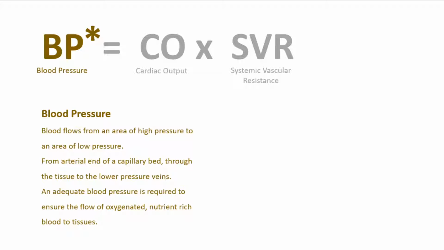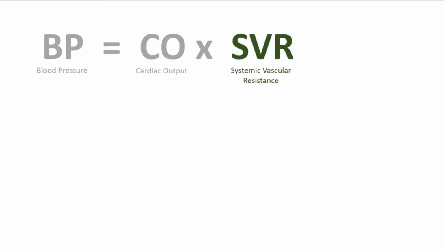Now, blood pressure happens to be the thing that we can measure easily in practice, but also the flow and therefore the perfusion of those tissues is affected by the blood pressure, in the sense that the blood will flow from an area of high pressure to an area of low pressure. So the arterial end of a capillary bed needs to have a greater pressure than the capillary bed and the venous end of that tissue. So that's why blood pressure is important.